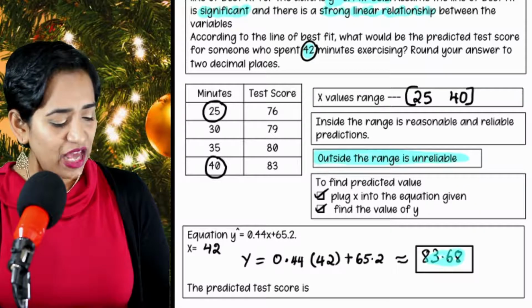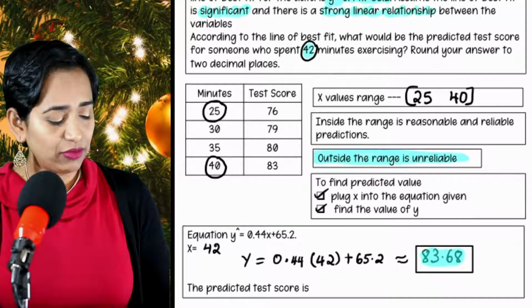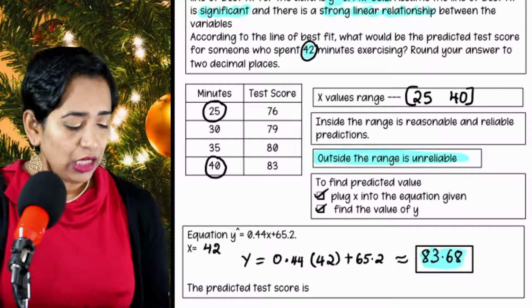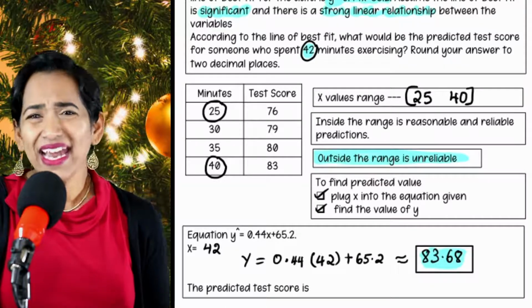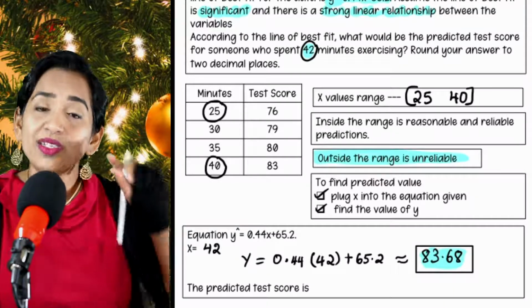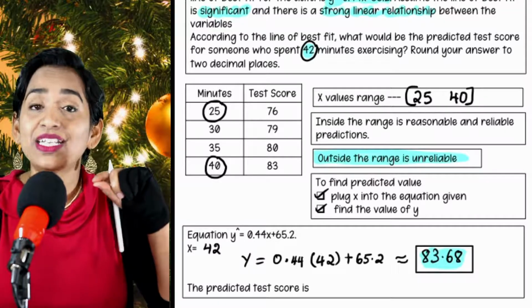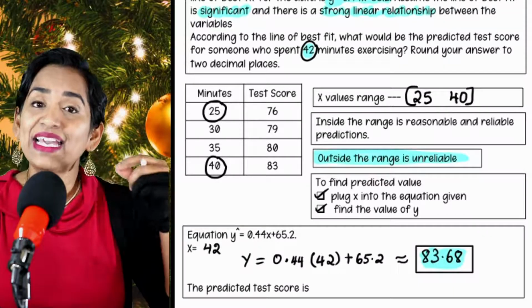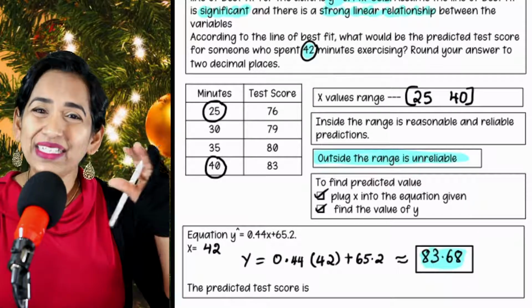That is my approximate answer. And once I have this, this is my predicted value. I know it's unreliable, but they asked me to predict, so I did, right? Now, getting 83 in the test, is that reasonable? Of course it's reasonable. So look what happened. In the previous case, we saw it's unreasonable and unreliable. In this case, it is unreliable, but it is reasonable.